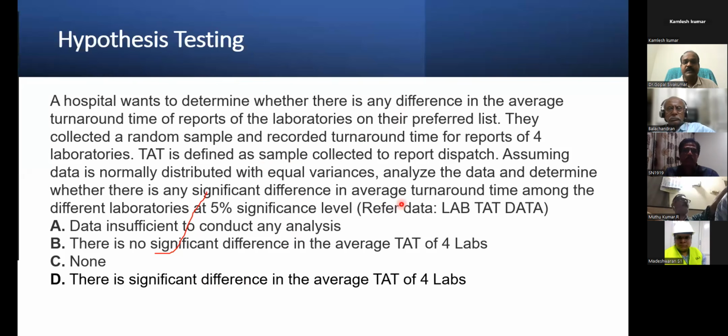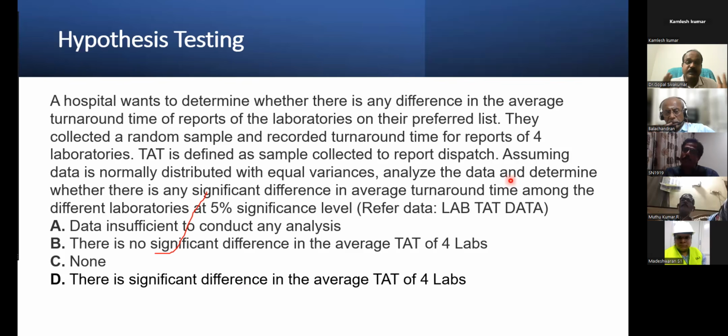So now, which is the option you will choose out of the 4? D. There is a significant difference. It makes sense to read from the data. If the p-value is not less than 0.05, it is better not to look at the data.